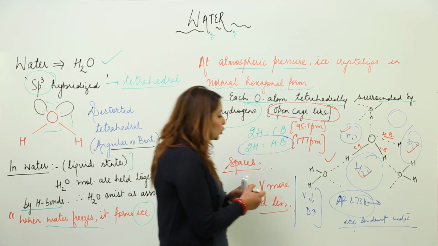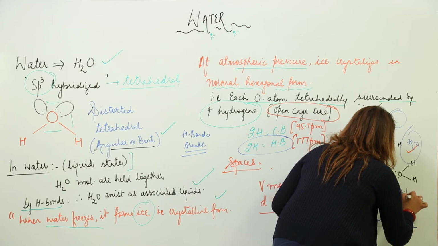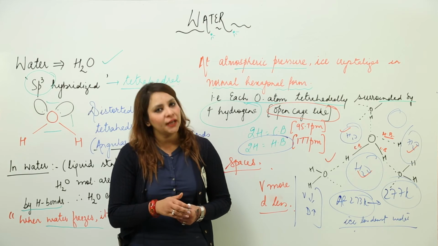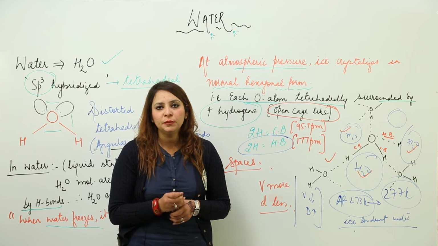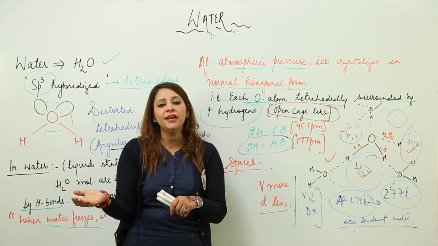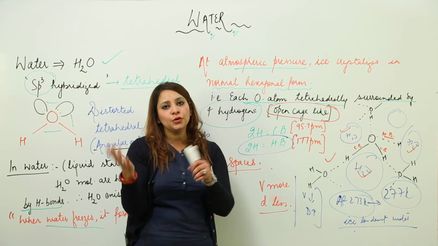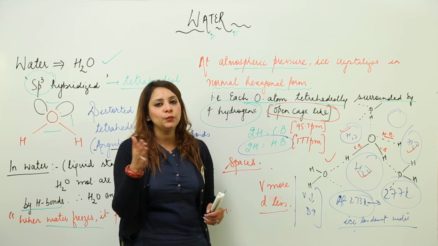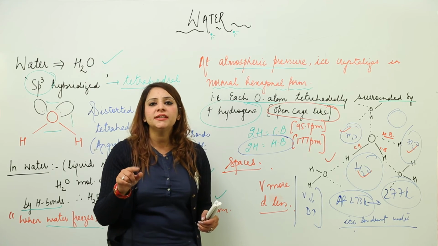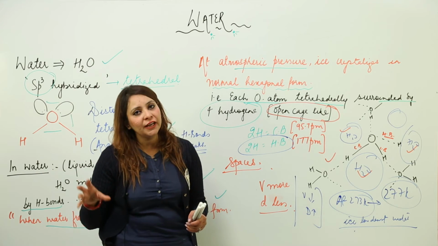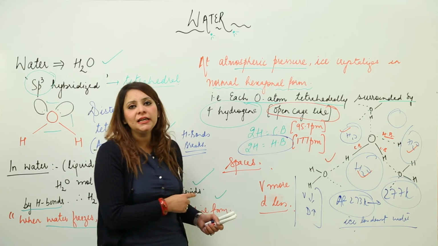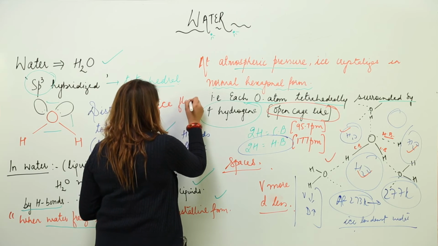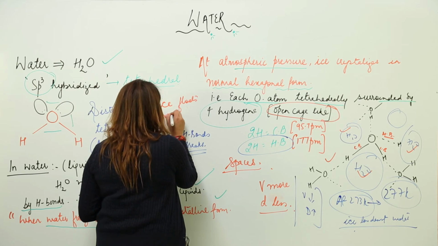But at 277 Kelvin, water has a maximum density, and above 277 it gets reversed. That means the density will decrease. So we conclude that at 277 Kelvin the water has a very high density, and this is the reason that ice floats on water.